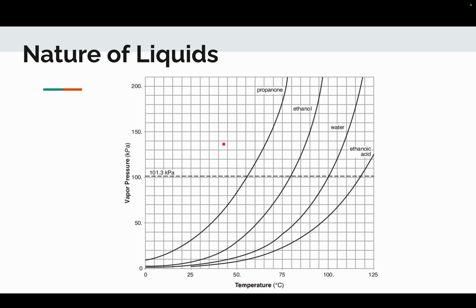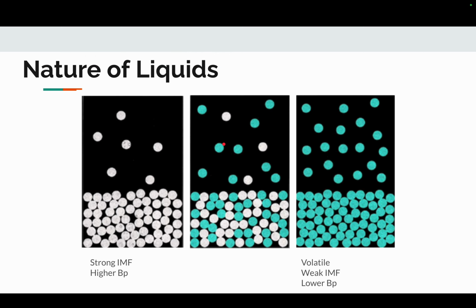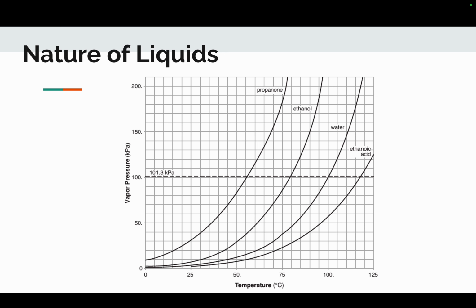Now, the nature of liquids. This is similar to what I talked about on the previous slide, but now we're looking at it in graph form. If you look on the y-axis at about the 100 mark, you're going to see a dashed line that says 101.3 kilopascals. This line is the standard pressure. Now, if we look along that line where it intersects with the water line, you can see that it meets at the point where the temperature is 100 degrees Celsius. This is referring to the boiling point of water.